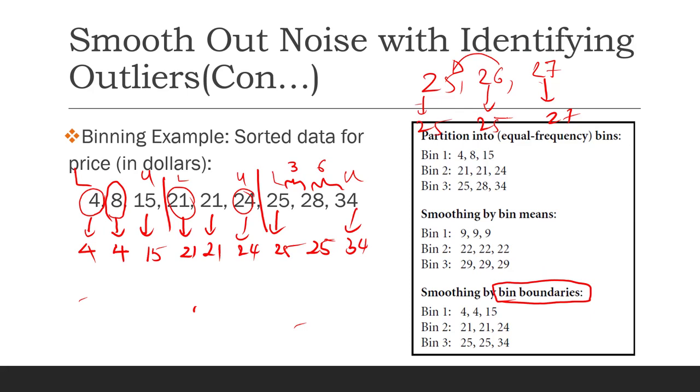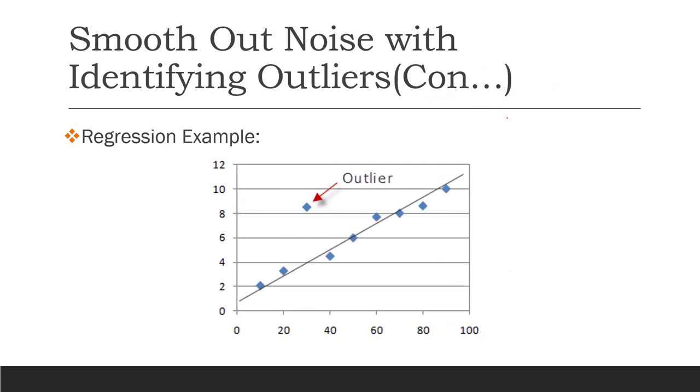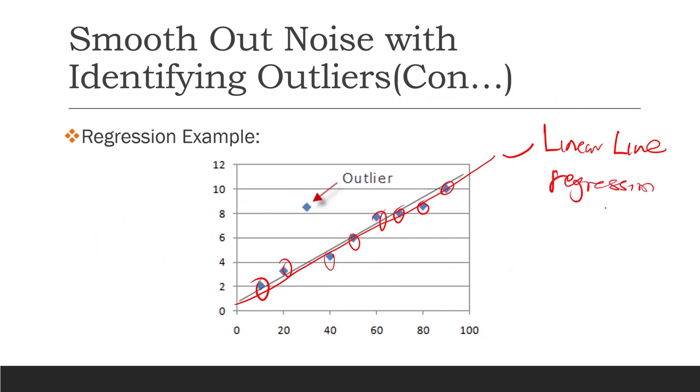So that is how we smooth the noisy values with the help of binning techniques. The second one is the regression example. You have a linear equation, right? If you have some data points, from those data points you can calculate a linear line. If you find the equation for a linear line, that is the regression model.